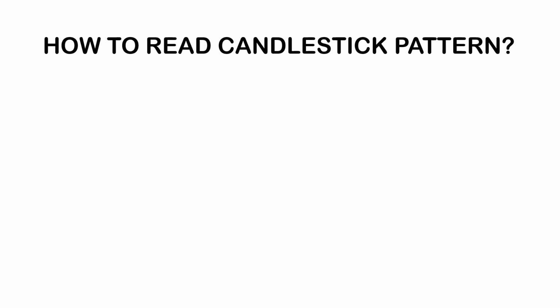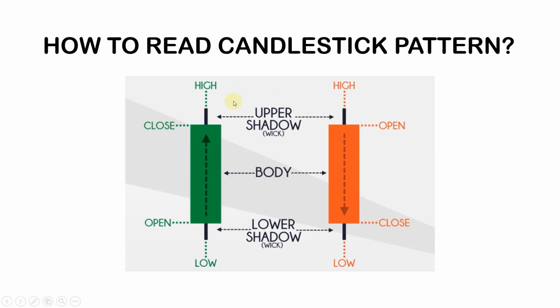So now the question arises: how to read candlestick patterns or a candlestick chart. Let us see. You can see in this picture that the candlestick is represented mainly in two colors, a green one here and a red one here. So what does a green one mean? Green one means that more buyers are there and bulls are in control, right? And that red candle means that more sellers are there and sellers are in control or bears are in control.